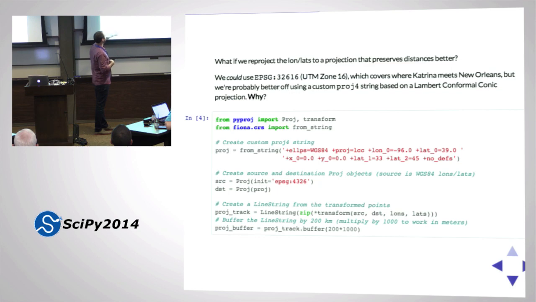Okay, so now I've done that. Now I'm going to buffer this correctly projected line string by 200 kilometers, 200 times 1,000, okay, because it's in meters. And now I have a projected buffer object, okay?